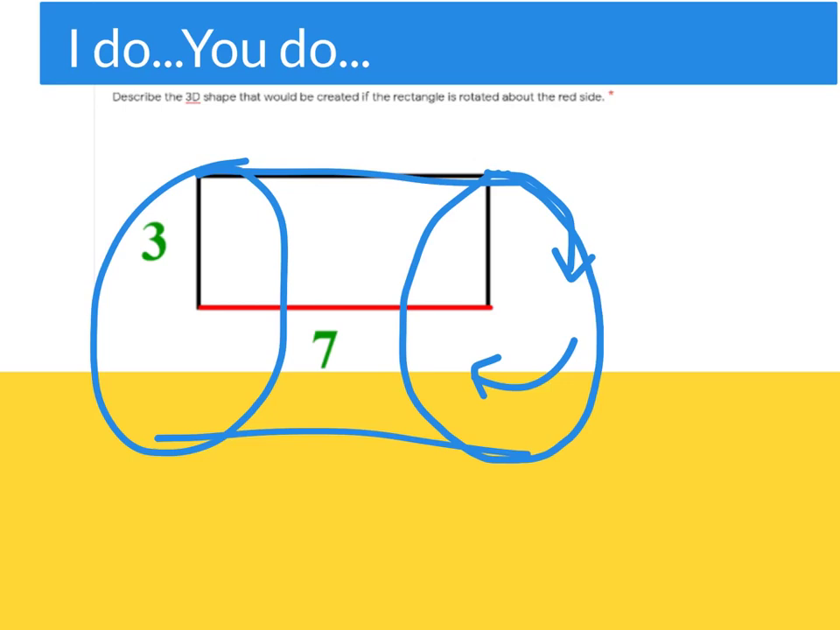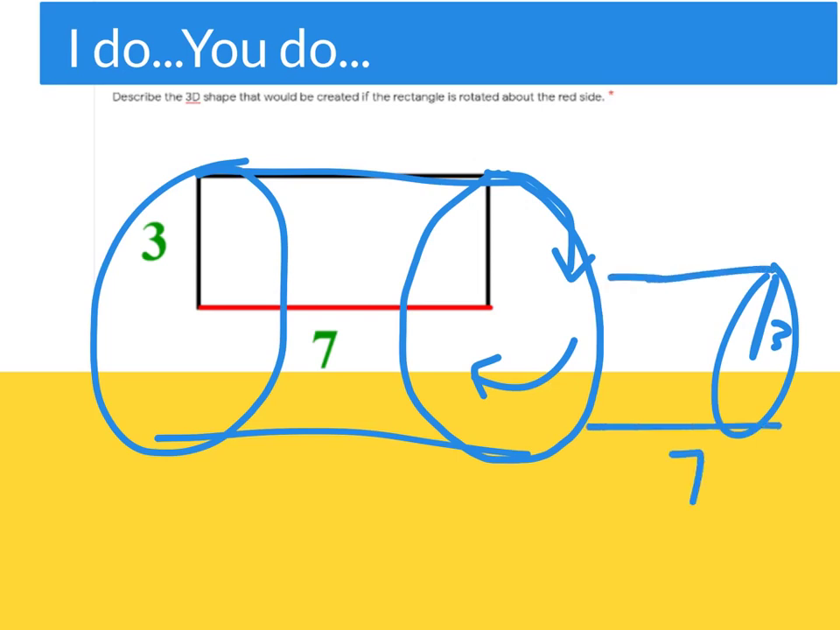It's a cylinder, because that's going to rotate into a circle that has a radius of 3. This cylinder will have a height of 7, because remember, height is not up and down. Height is the distance between the parallel congruent bases in this case. So it has a height of 7 and the radius of 3.